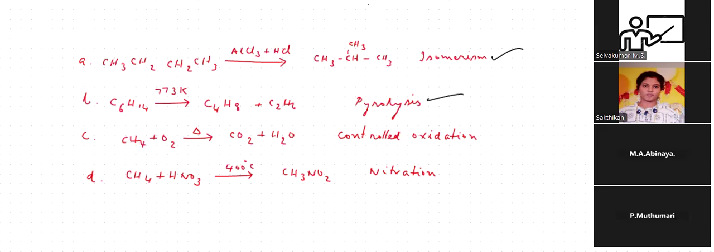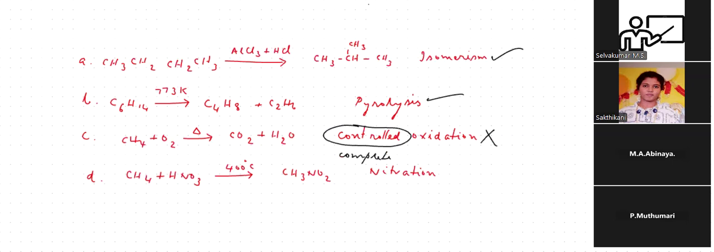And the third one is methane. It reacts with oxygen to form carbon dioxide and water. There is a complete change. All the methane molecules are burnt into carbon dioxide and water molecules. So this is not a controlled oxidation. It is a complete oxidation. So this one is wrong.